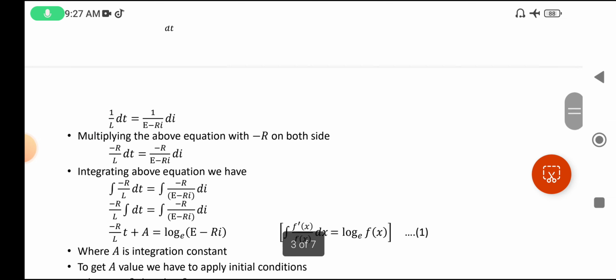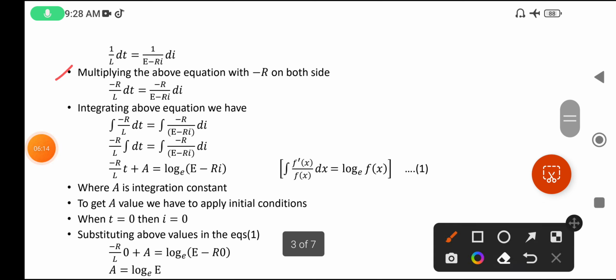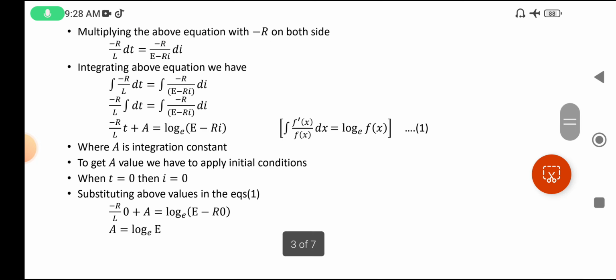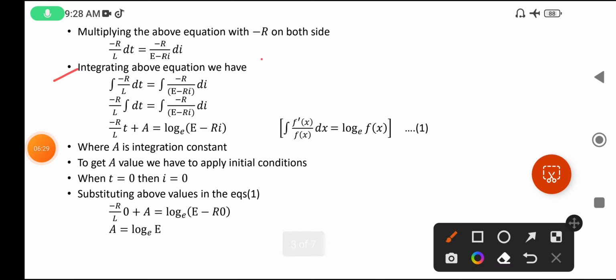And now integrate, so before that, multiplying the above equation with minus R on both sides. Yes, multiply this side and this side, minus R is multiplied on either side. Next, integrating the above equation we have: if we integrate the above equation, then we get this one, and here dt is there. So, then minus R by L is a constant, take it outside. Yes, taken outside.